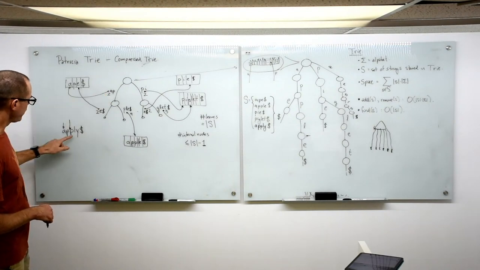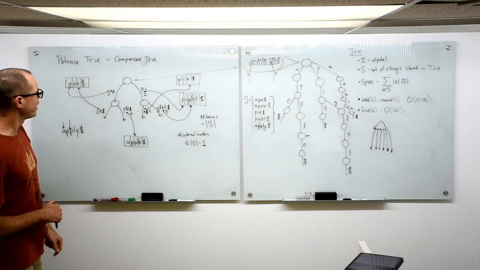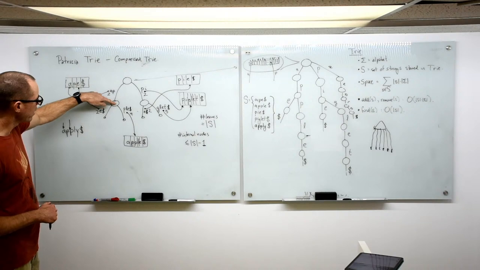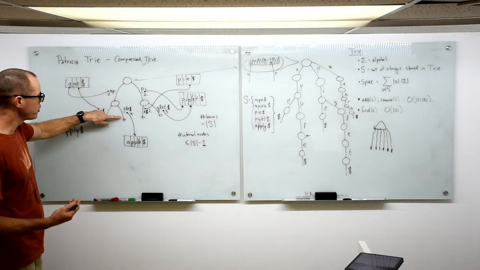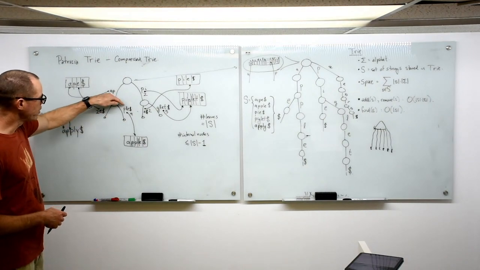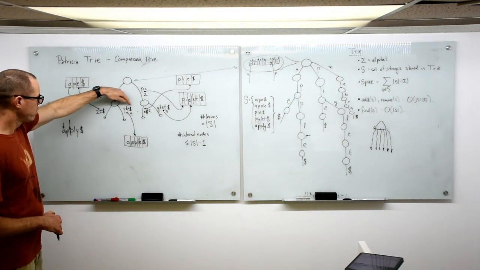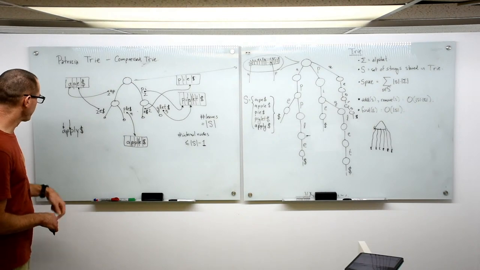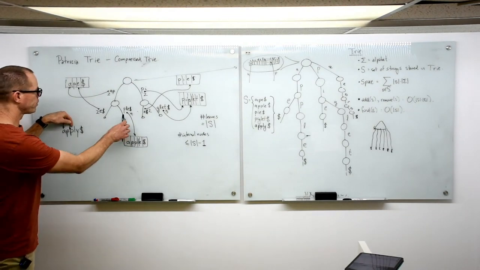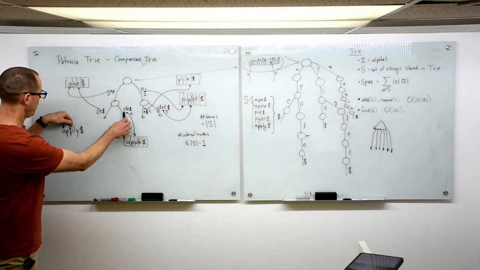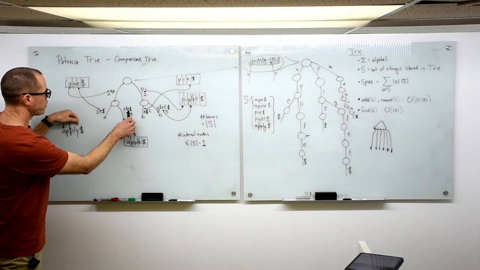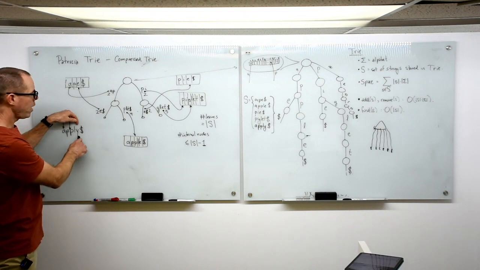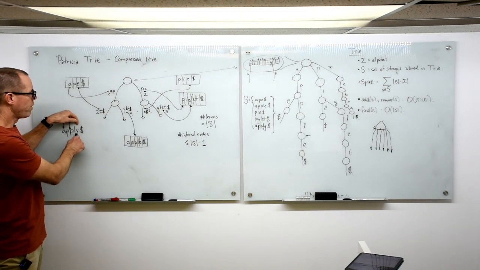Now from this node, the next character is a P. We look in the array at this node and see that yes, there's an edge coming out at position P, and there's a label on that edge, PLE dollar. So we start comparing to this thing. We see P, that's a match. We see L, that's a match. But now we have a mismatch. This thing has an E, and the string we're trying to add right now has a Y.